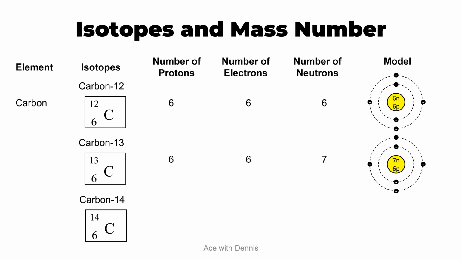Next, carbon-14. The mass number is 14 and the atomic number is 6, which means it has 6 protons, 6 electrons, and 8 neutrons. So for the model, it has 8 neutrons and 6 protons in the nucleus, and this nucleus is orbited by 6 electrons.